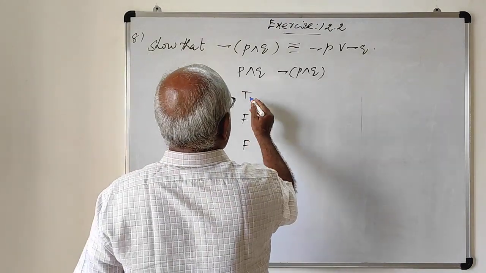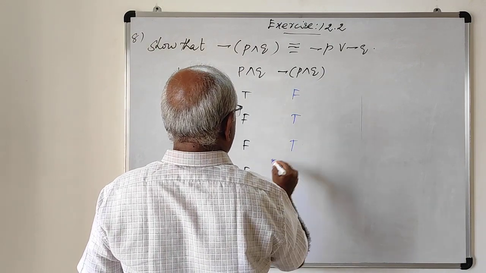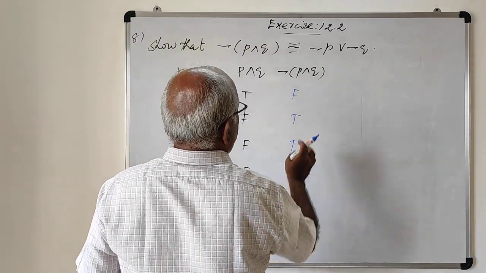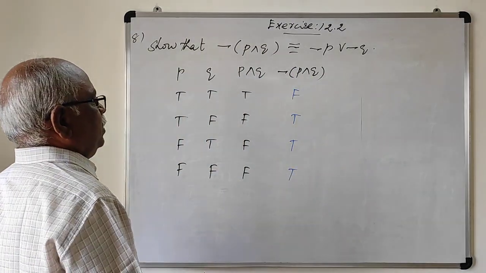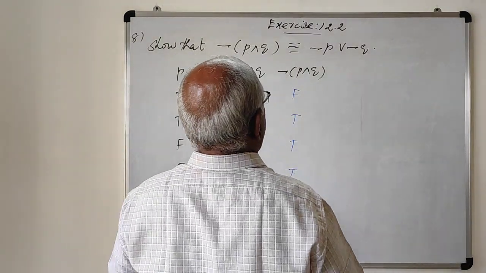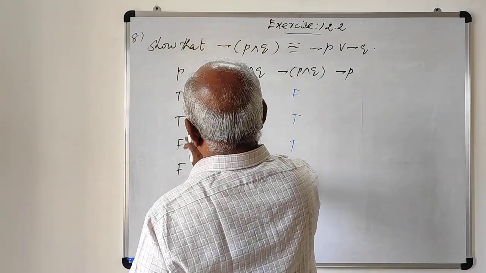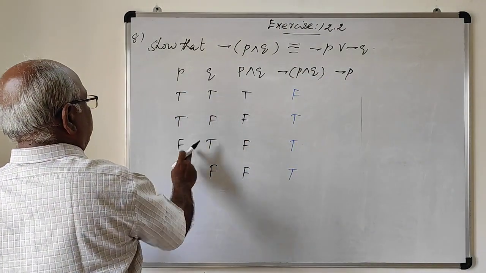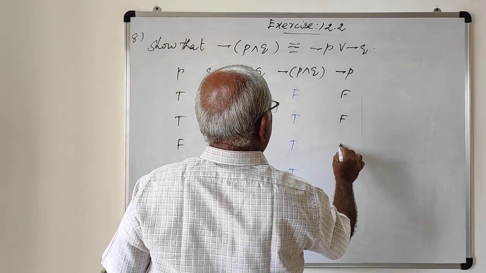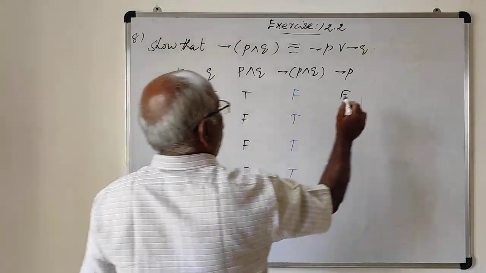Negation of P conjunction Q: T is replaced by F, F is replaced by T. So negation of P conjunction Q is F, T, T, T. Next we want negation P. T, T, F, F is replaced by F, F, T, T. This is negation P, and next negation of Q.